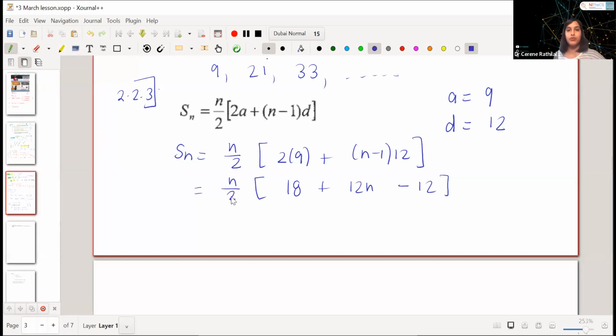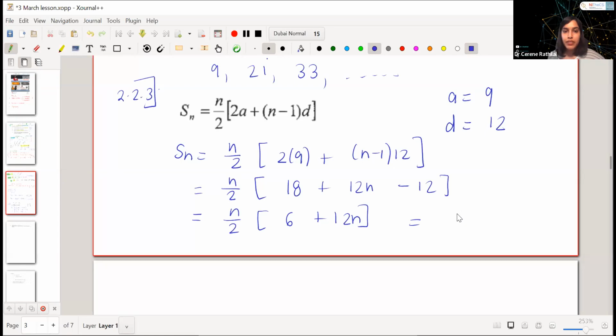So that's n over 2. Okay, good. So now let's simplify what's happening inside this bracket. I've got 18 minus 12. What does 18 minus 12 give me? 18 minus 12 gives me a value of 6 plus 12n. And now all you have to do is distribute the n over 2 into this bracket, right?